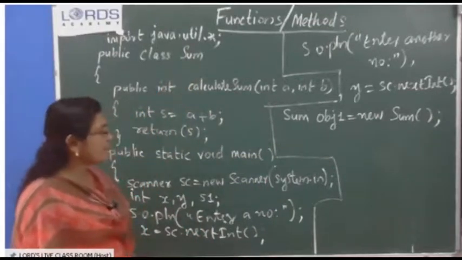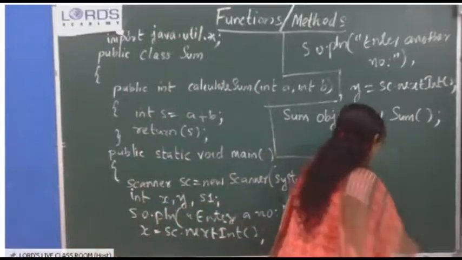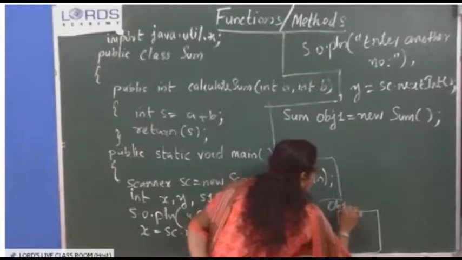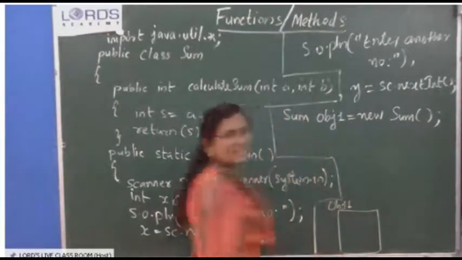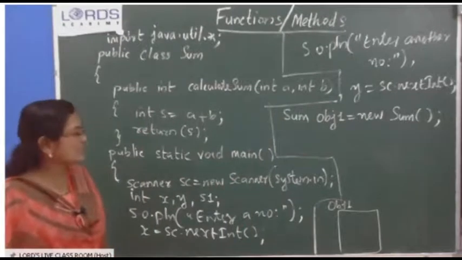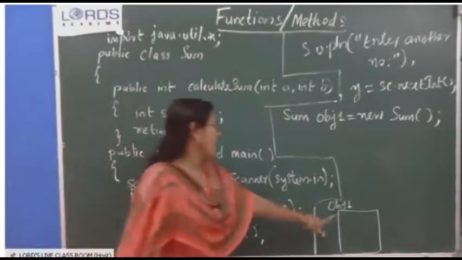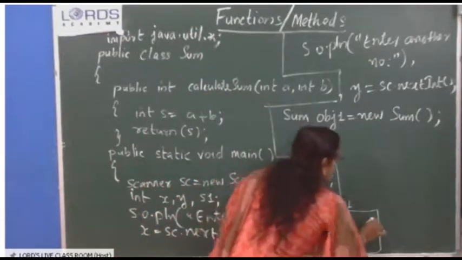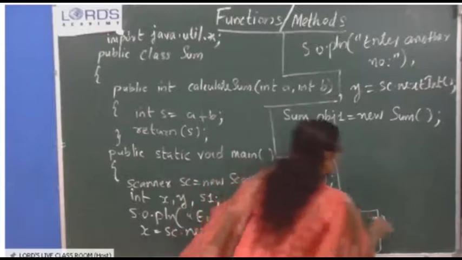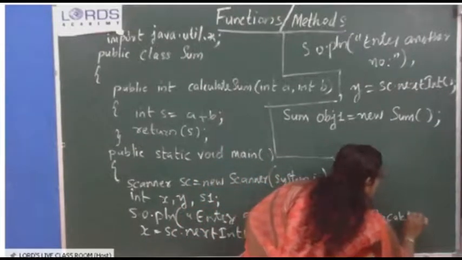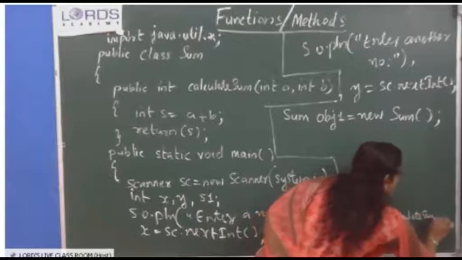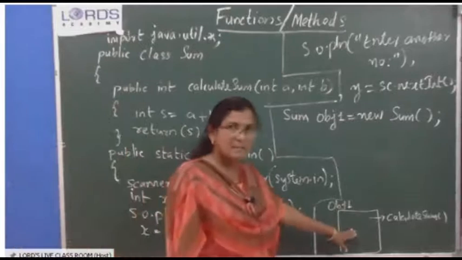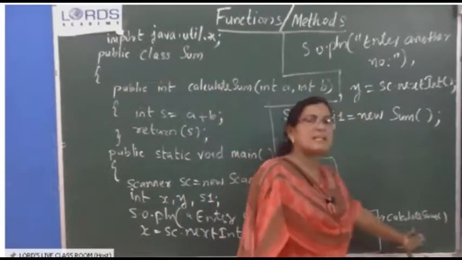Actually what happens in the memory is, an object with the name obj1 will be created in the memory when this particular statement is executed. Along with this object, this method also will be copied. So when you right click on this object, you will be able to see the calculateSum method. When you create an object manually and right click on the created object, you will be able to see the calculateSum method.